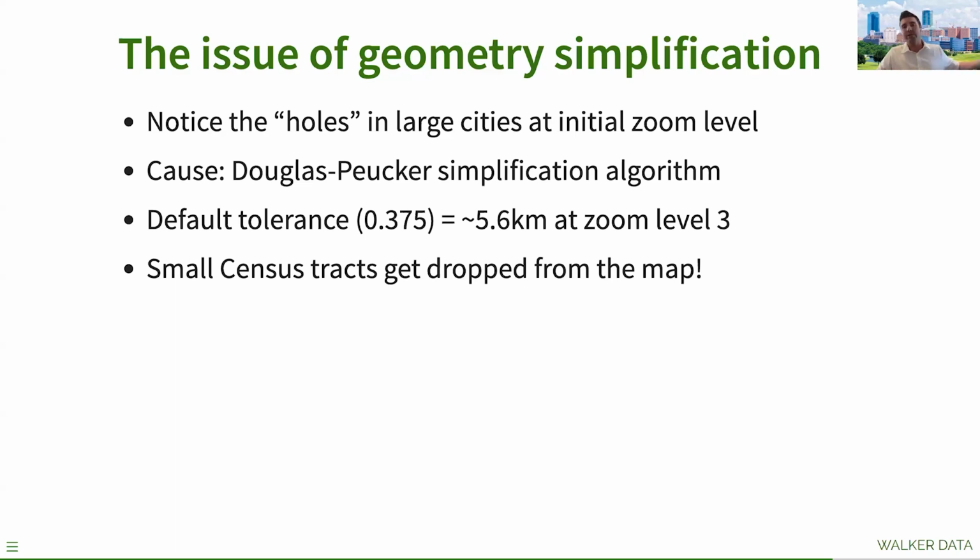And so the default tolerance used in MapLibre and in Mapbox is 0.375, which refers to the underlying map tiles. That's not necessarily meaningful to you, but at zoom level 3, so what was the initial map view when we were zoomed out, that corresponds to about 5.6 kilometers. And many census tracts in large cities are actually smaller in perimeter or in diameter, I suppose, than 5.6 kilometers. And so they get dropped entirely.